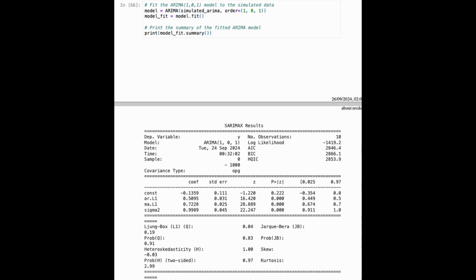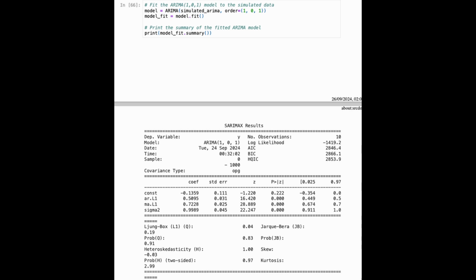Now, we're looking at more model diagnostics. The additional output includes important diagnostic statistics for the ARIMA model, which can help us assess the model adequacy. Below is the interpretation of key tests and statistics.